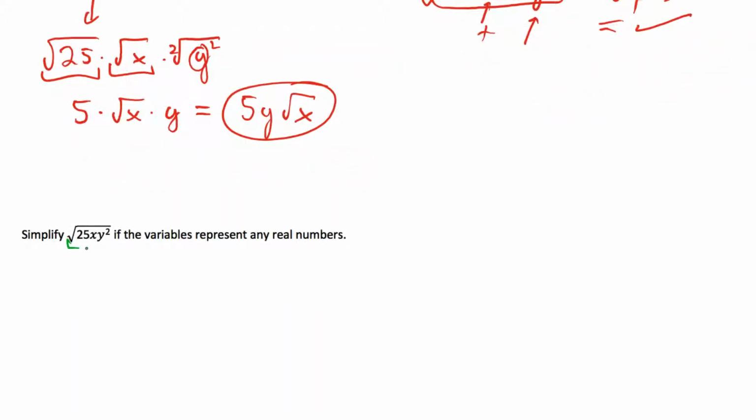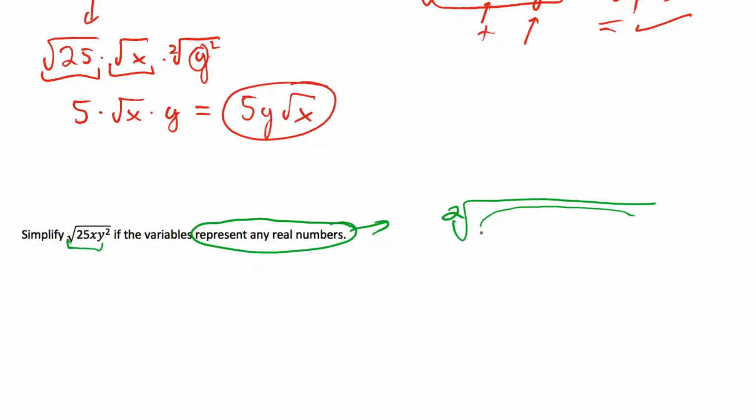Now we have the same expression, but we're told that the variables represent any real values, which means that x and y could be positives or negatives. So again, the first order of business should always be considering whether this expression is defined or not. This is a square root, which means that we need a number that is 0 or positive in the radicand. So we have 25 times x. Now, if x is negative, is that going to cause a problem?